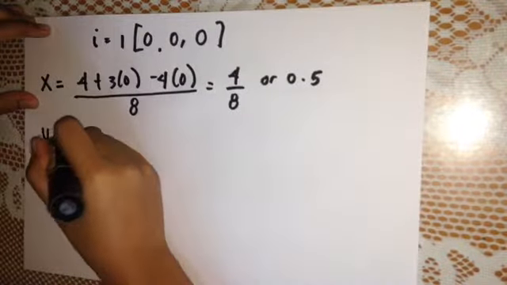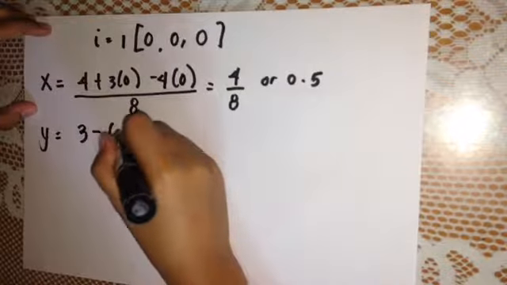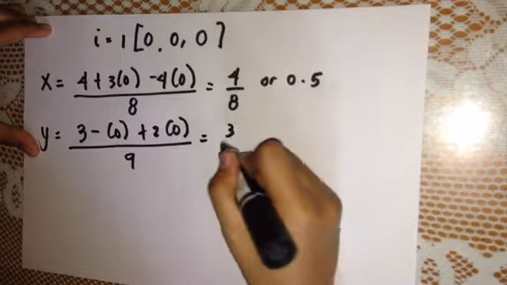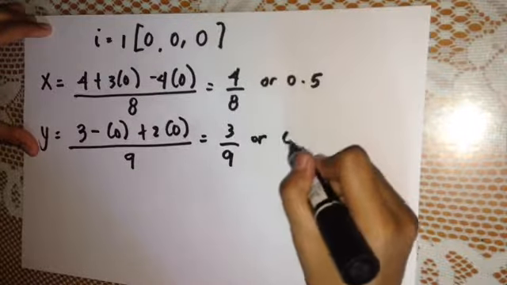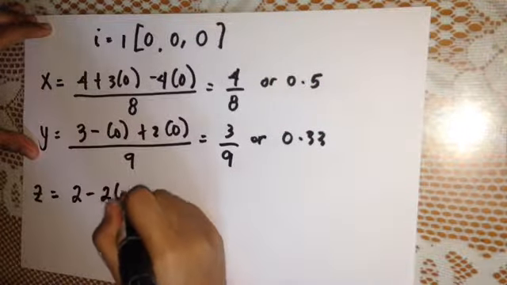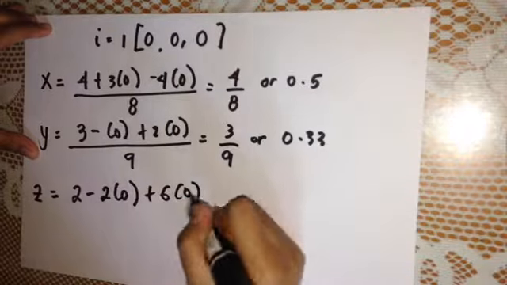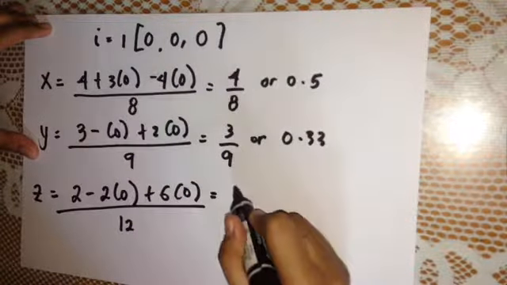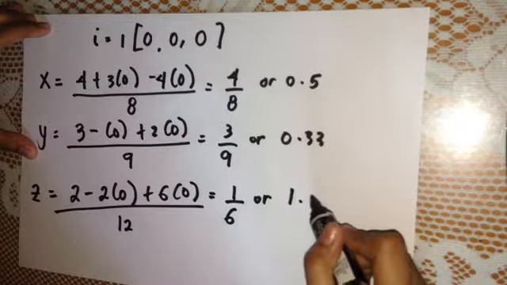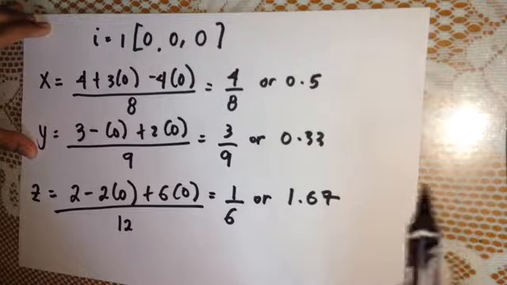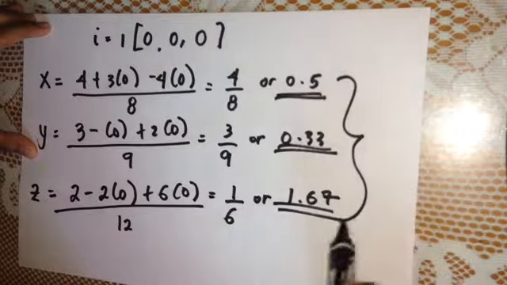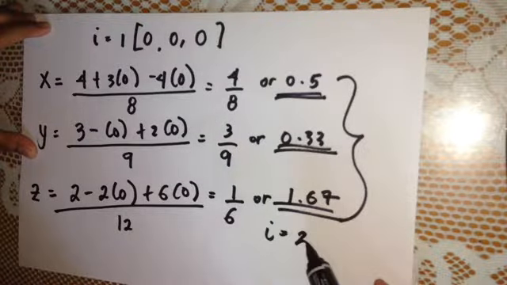And for the y, we have 3 minus 0 plus 2 times 0 all over 9. We will get 3 over 9 or 0.33. And for the value of z, we have 2 minus 2 times 0 plus 6 times 0 all over 12. We will get 1 over 6 or this will be equivalent to 1.67. Now, we have values for the x, the y, and the z, and these three will be our initial point at 2.